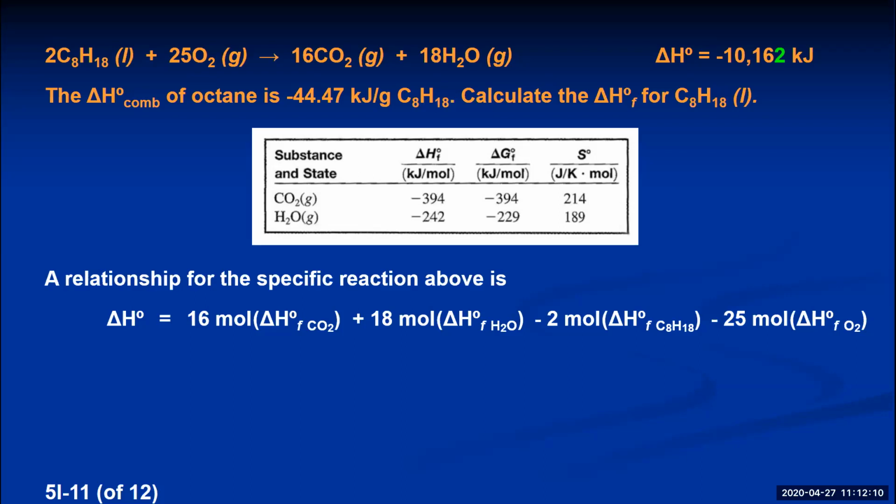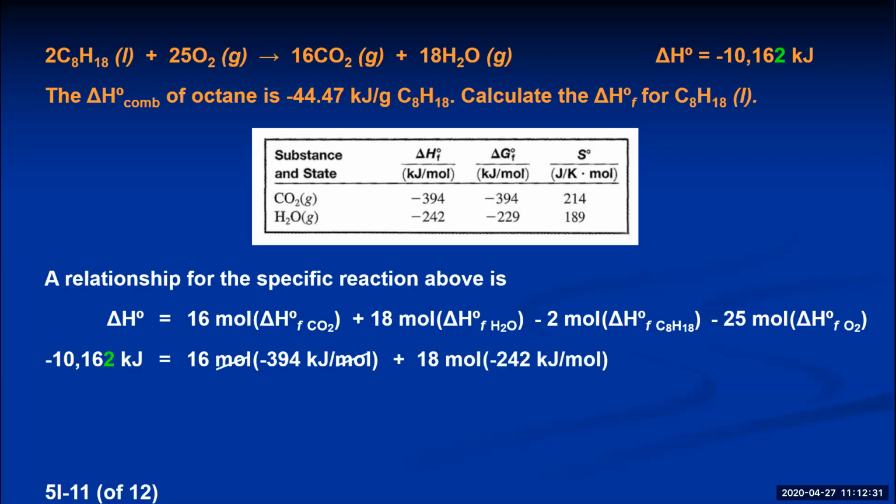And I know every number in this equation except for one, and the one I don't know is the standard enthalpy of formation of octane, so we're going to solve for that. So the delta H of the combustion reaction is negative 10,160. That'll equal 16 multiplied by negative 394 kilojoules per mole plus 18 multiplied by negative 242 kilojoules per mole minus 2 moles times X, and then minus 25 moles multiplied by the standard enthalpy of formation of an element, which is just 0. So if I cancel out the moles now, I can do the algebra and solve this for X.